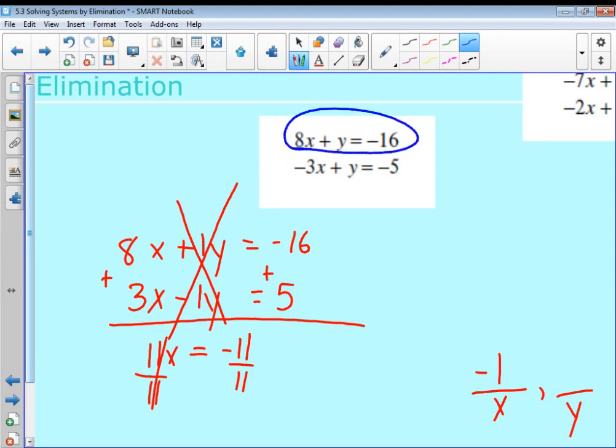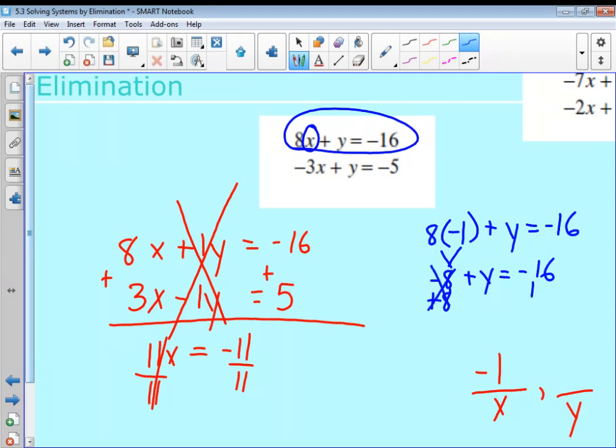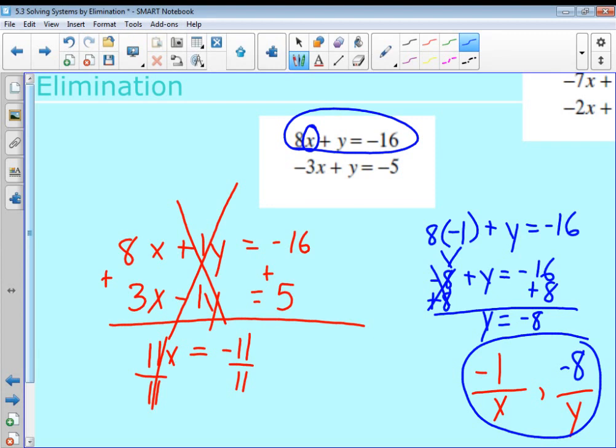So where I have x, I'm going to put a -1. So 8 times -1 plus y equals -16. So here I get a -8 still plus y equals -16. So plus 8, y equals -16 plus 8 gives me a -8. So I just found out that my y in my combination is -8. There is my solution to my system of equations.